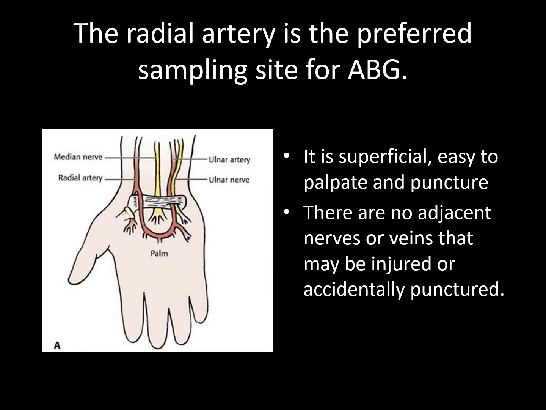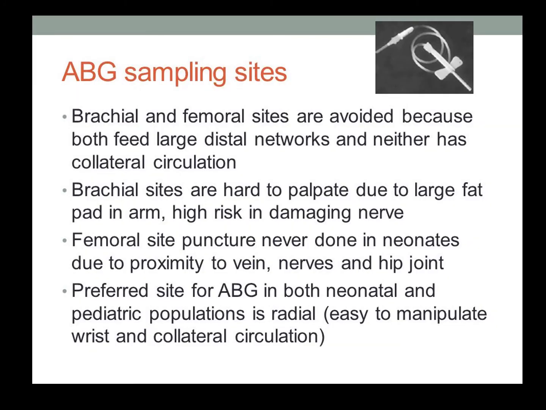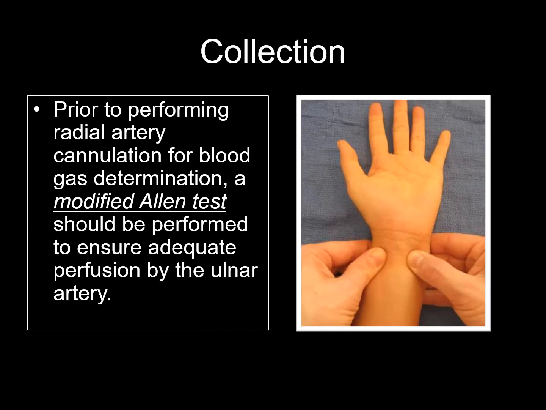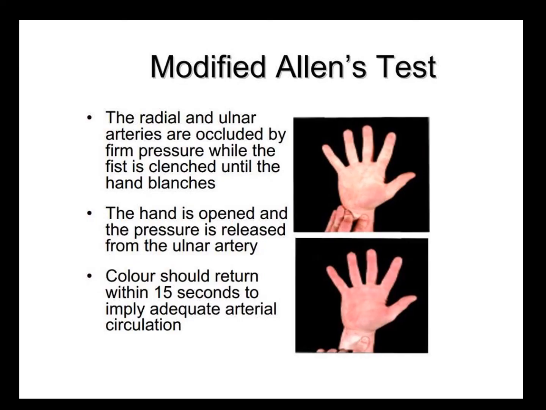Let's talk about the sampling site. The radial artery is the preferred sampling site for ABG because it is superficial, easy to palpate and puncture. Also, there are no adjacent nerves or veins that may be injured or accidentally punctured. Other sampling sites such as the brachial and femoral arteries are avoided because both feed large distal networks and neither has collateral circulation. Also, there is a high risk of damaging the veins, nerves and joints in close proximity to the artery. Prior to performing radial artery cannulation for blood gas determination, a modified Allen test should be performed to ensure adequate perfusion by the ulnar artery.